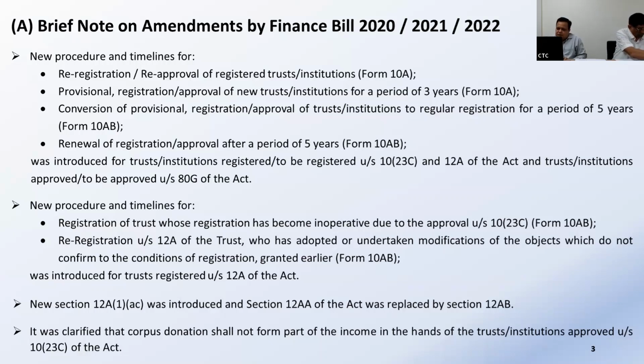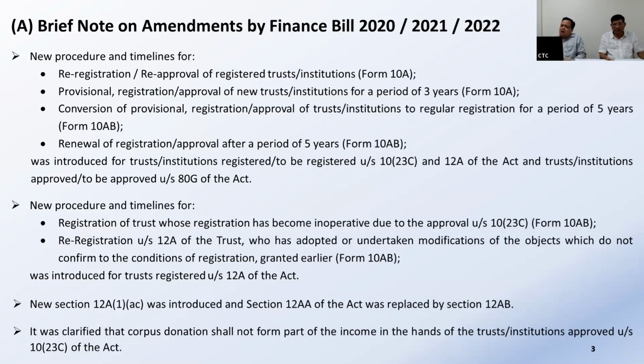So this was the procedure which was introduced by the Finance Act 2020. Now, re-registration of the organizations which are already registered under section 12A, provisional approval was introduced by the Finance Act 2020. Why? Because we used to face a lot of difficulties when we used to go for registration under section 12A, saying that there are no activities as such, so how can we grant registration under section 12A? So that is why this provisional registration concept was introduced.